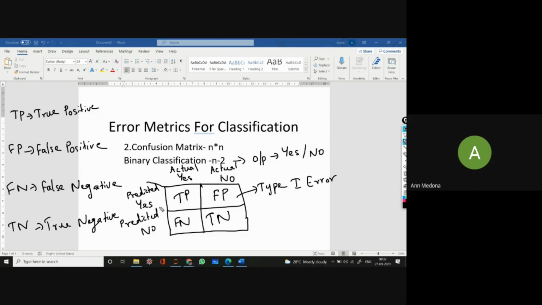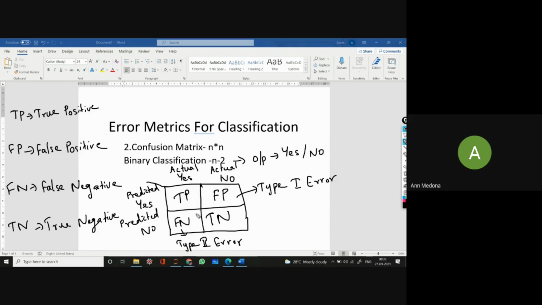So now here comes false negative. False negative is nothing but the actual output is yes, but the model has given the prediction as no. So this corresponds to the type 2 error. Type 2 error is nothing but false negative. Okay, so true negative in the sense, the actual output is no and the model has also given the prediction as no, which is nothing but true negative.